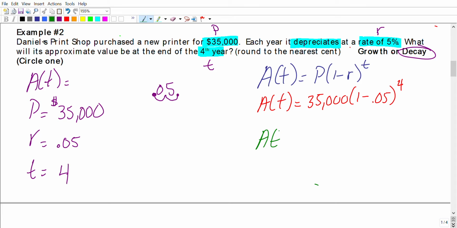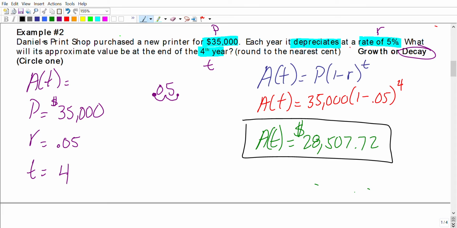I got A of T equals $28,507.72. And notice how I added my units. You need to add your units anytime you go ahead and calculate any of these problems. All right, so $28,507.72. That's how much the printer is worth after the 4th year it was purchased. So it went down quite a bit of money here. We're looking at close to $6,500.